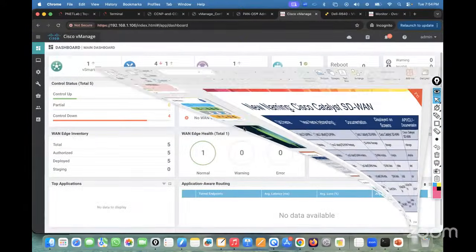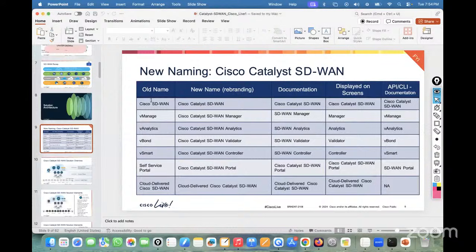So this is just rebranding. Your names have been changed. vManage became Manager. vAnalytics became Analytics. vBond became Validator. vSmart became Controller. The earlier Cell portal is now known as the Cisco Catalyst SD-WAN portal. I will explain what that is. Cloud SD-WAN solution, the cloud delivery, has the same name. No other change has happened. So this is the full story.